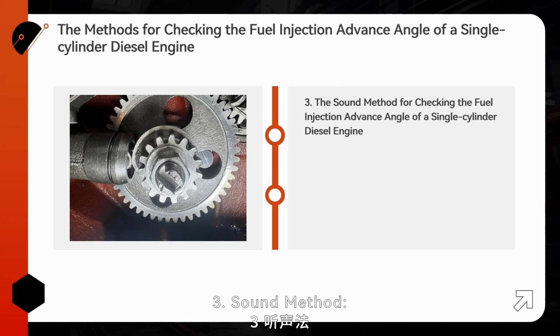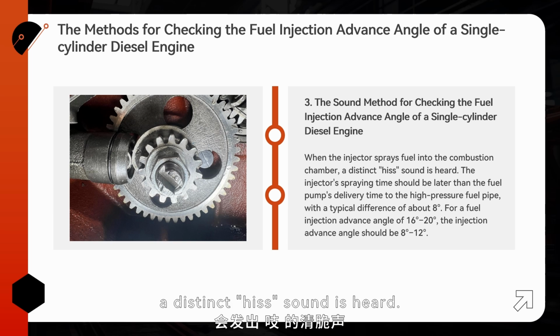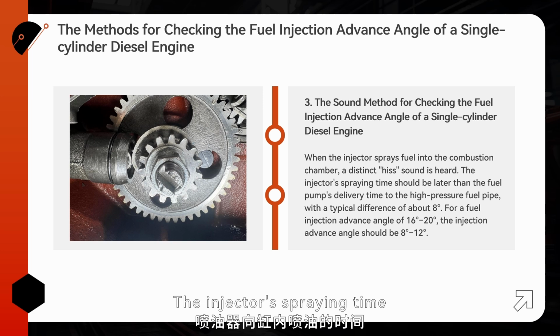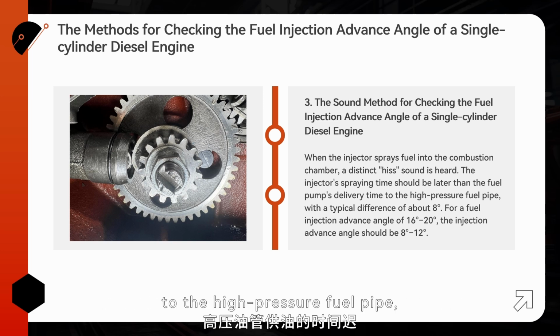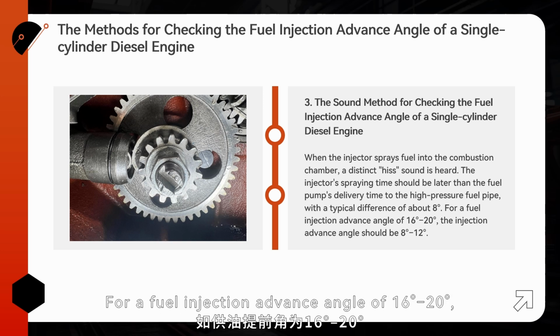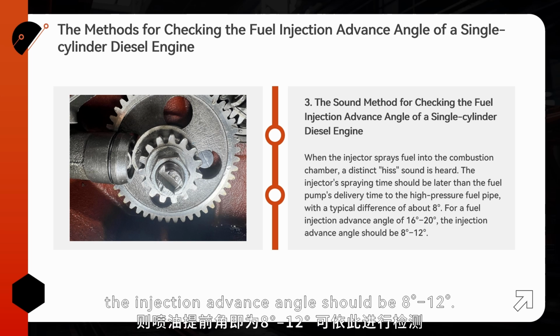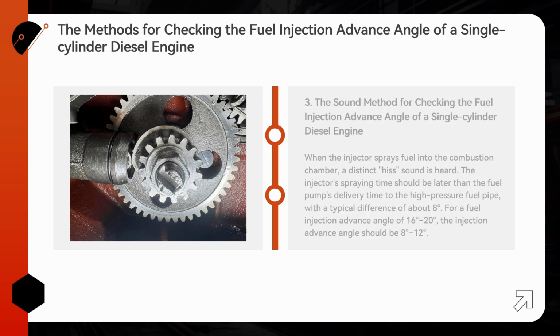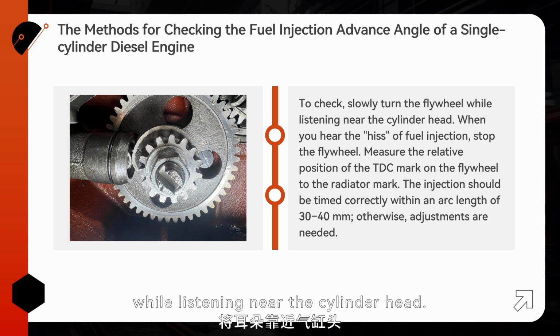3. Sound method. When the injector sprays fuel into the combustion chamber, a distinct hiss sound is heard. The injector's spraying time should be later than the fuel pump's delivery time to the high-pressure fuel pipe, with a typical difference of about 8 degrees. For a fuel injection advance angle of 16 to 20 degrees, the injection advance angle should be 8 to 12 degrees. To check, slowly turn the flywheel while listening near the cylinder head.